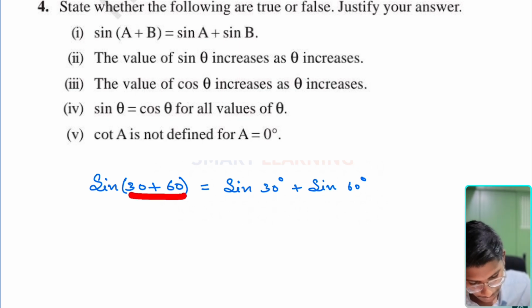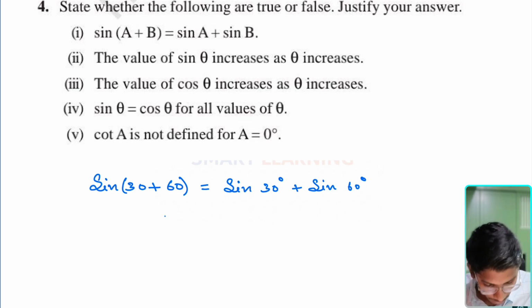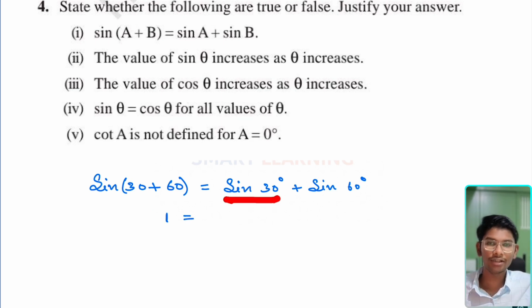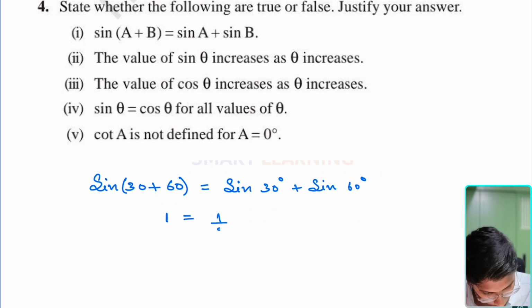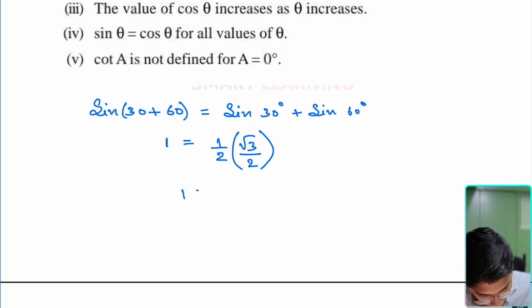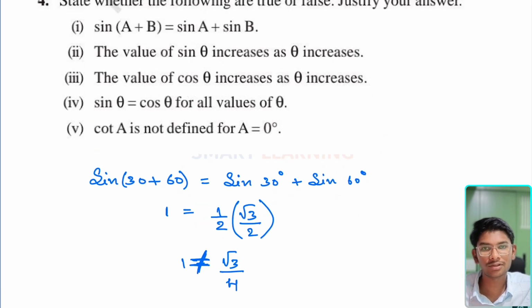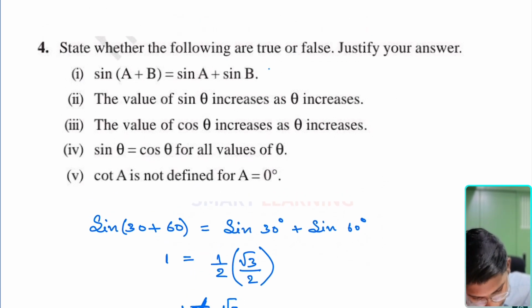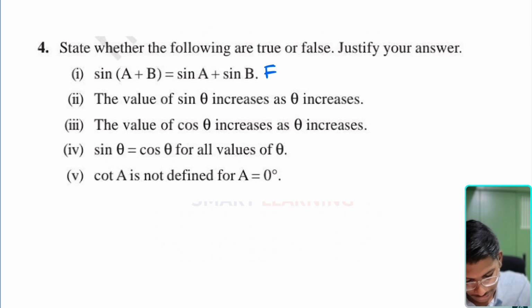Here, what is 30 + 60? It's 90. What is sin 90? Sin 90 is 1. Sin 30 is 1 by 2. 1 by 2 plus, what is sin 60? It's root 3 by 2. Is 1 equal to (1 + root 3) by 2? This is not equal. Hence, the first statement is false.